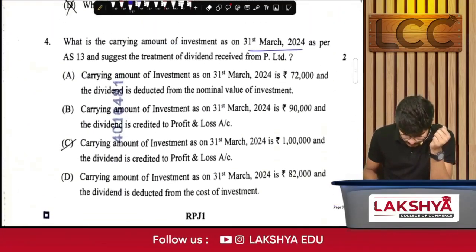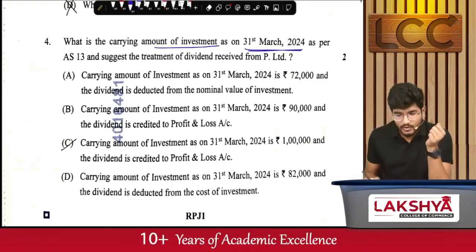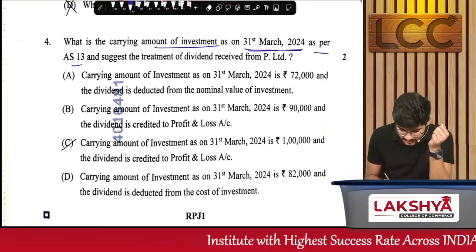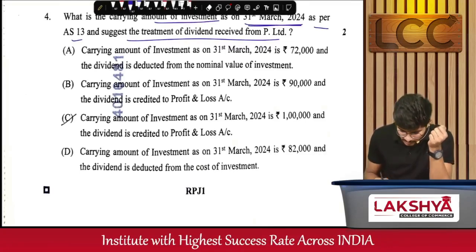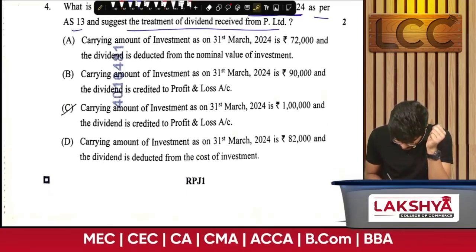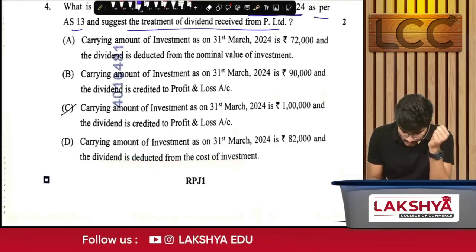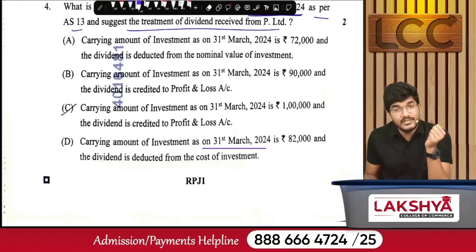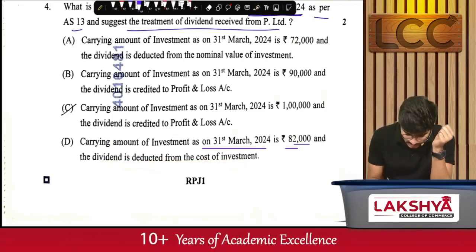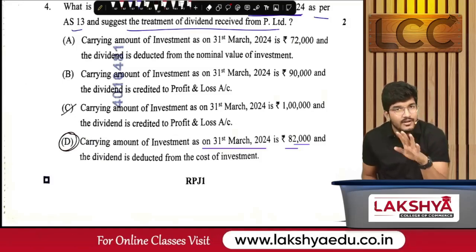Now see the answer. What is the carrying amount of the investment as on 31st March 2024 as per AS13, and suggest the treatment of dividend. So the dividend shall be reduced from the cost of investment. And the carrying amount of the investment as on 31st March 24 is 82,000. The correct option is option D. So that is about case scenario number 1.